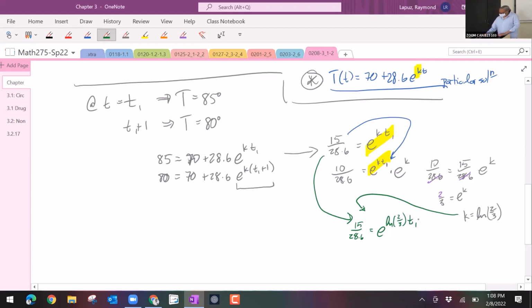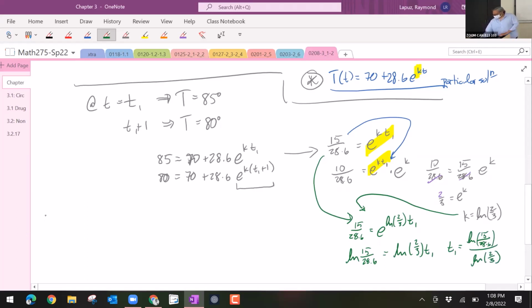Before I take the ln of both sides, I can kind of see that, well, how can I solve for this? I think I do need to take the ln, so I'll take the ln of both sides. The ln of 15 over 28.6 is equal to the ln of 2/3 times t1. And so t1 is going to be the ln of 15 over 28.6 divided by ln of 2/3.